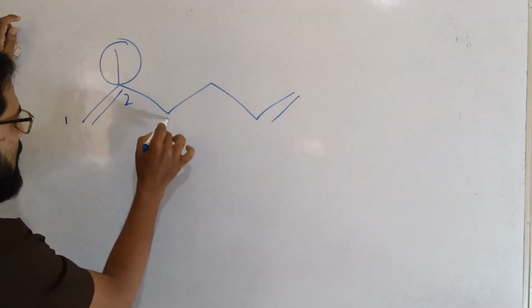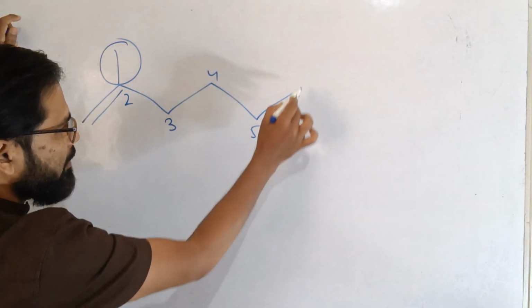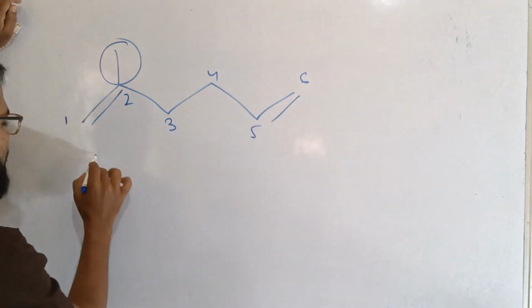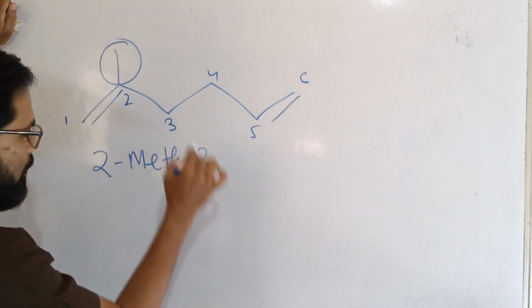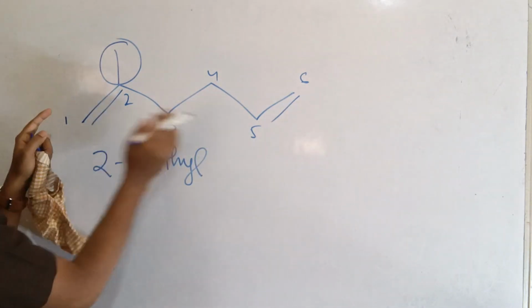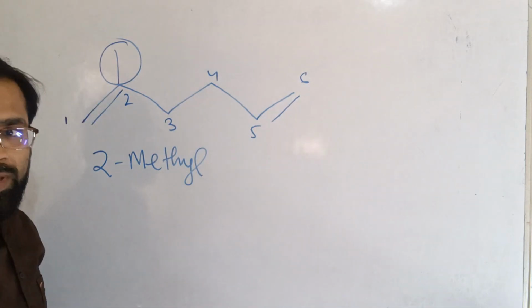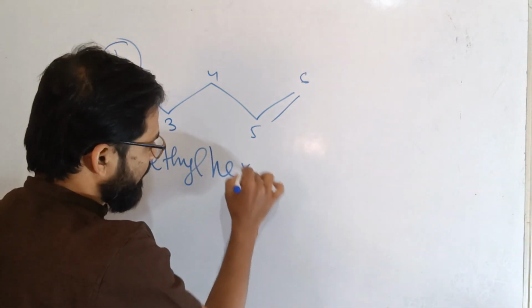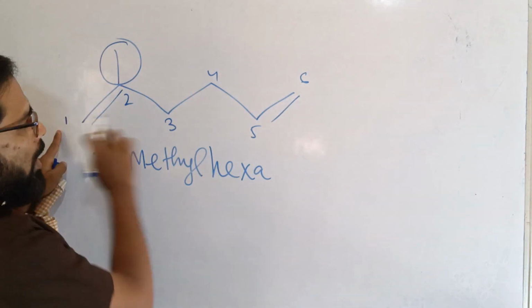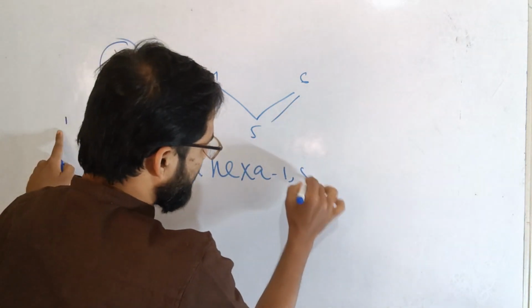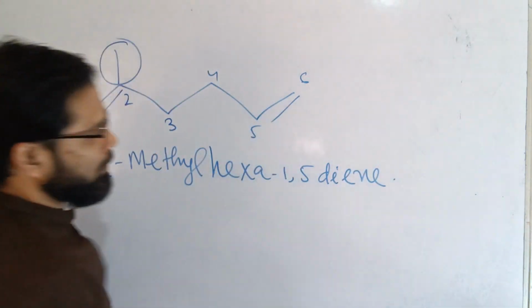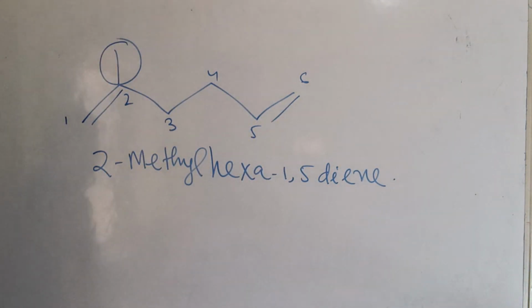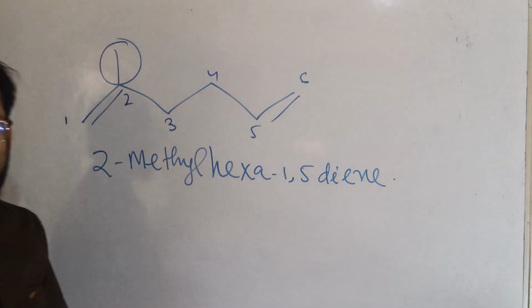1, 2, 3, 4, 5, 6. So what will be the name? 2-methyl. Then because of two double bonds, hexa, 1 and 5, 1,5-diene. This will be the name. Clear?